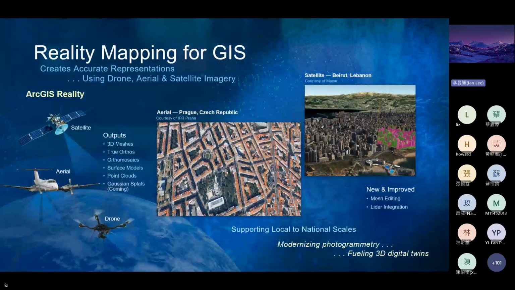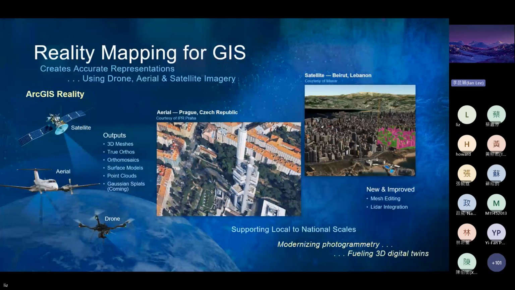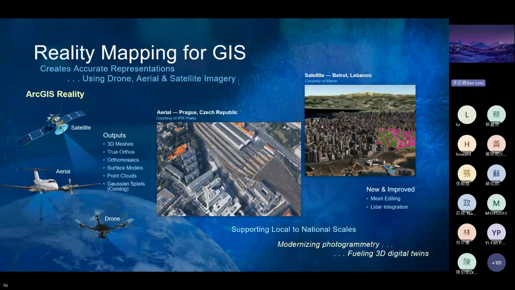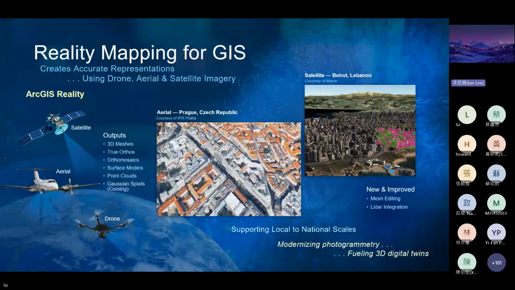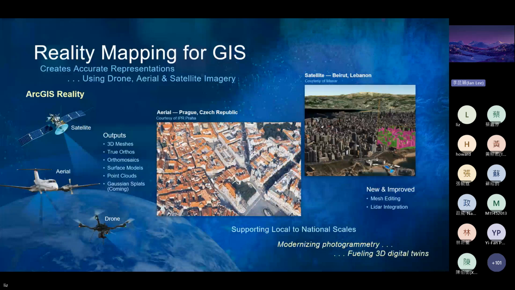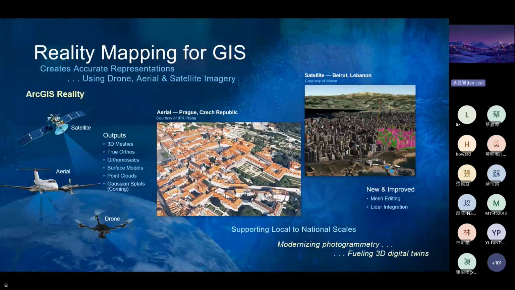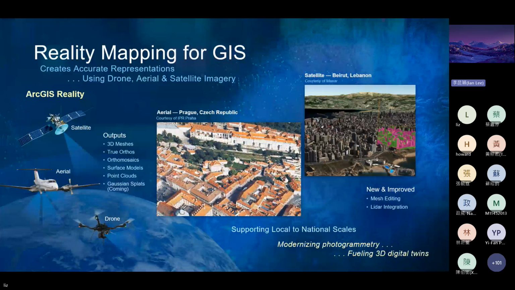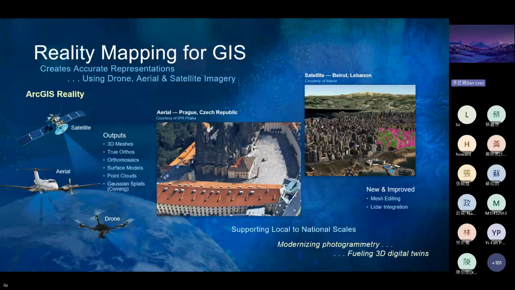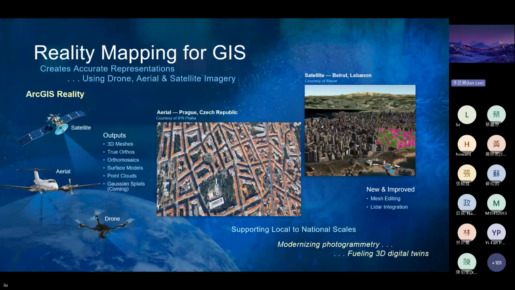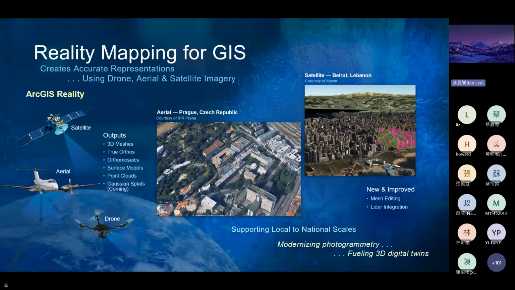And with reality mapping, you can capture content from your drone, aerial, and satellite. This includes creation of true orthos, digital surface models, point clouds, and 3D meshes, as shown here for the city of Prague. This is modernizing photogrammetry and making it available to you, our GIS users. These outputs are the foundational layer for all of your workflows, including GeoAI and the solutions that you need. This is also creating the foundation for your digital twins.